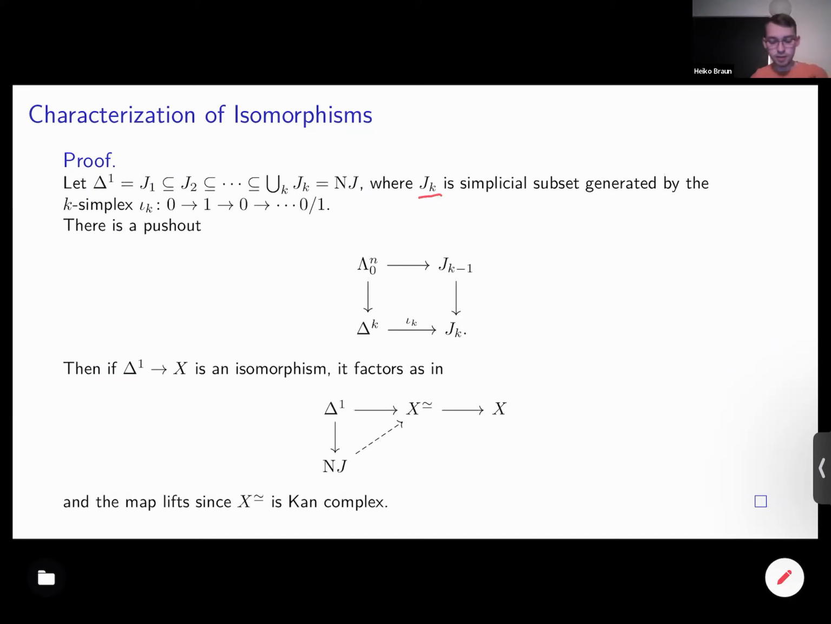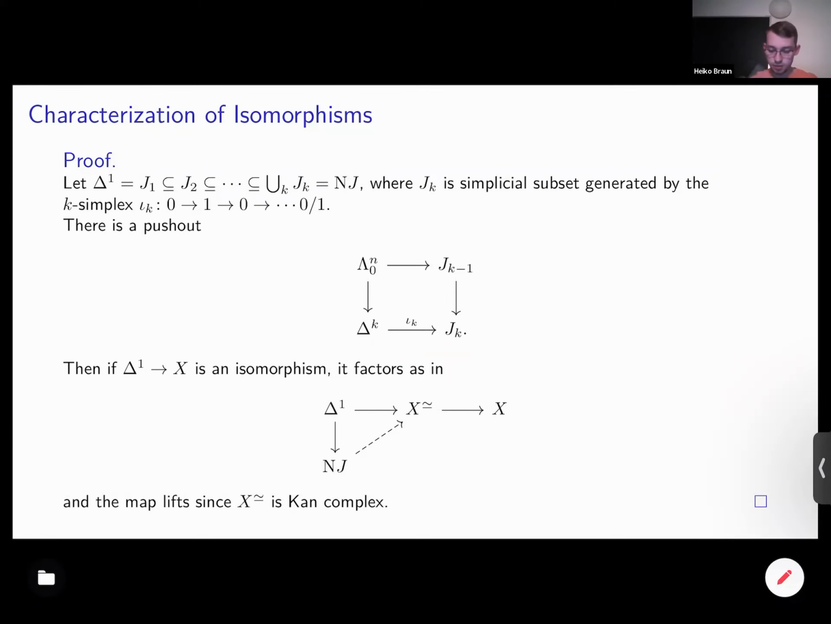J_k shall be the simplicial subset that is generated by the k-simplex, which let's just say starts at 0. We could also start at 1, it's not important, but let's just take this one. It consists of this simplex and all the possible faces and degeneracies of it, so everything we can get from there. And this simplicial subset fits with the previous ones into such a pushout here. I do not explain explicitly why this actually works, but just believe me that it works out.